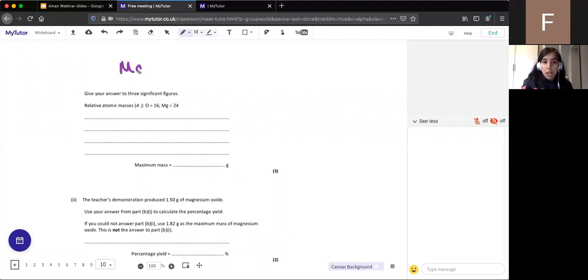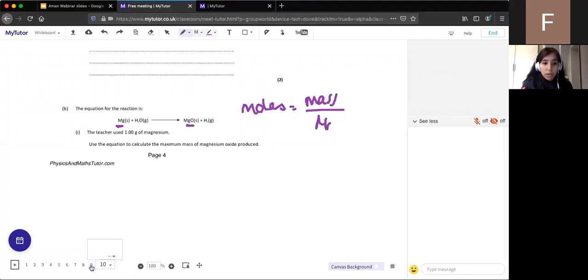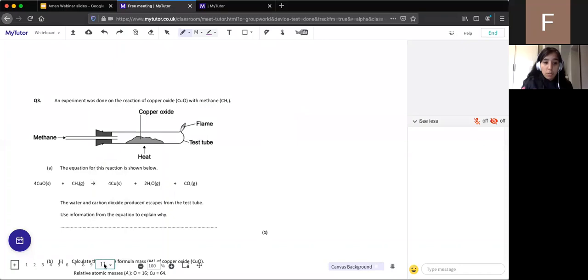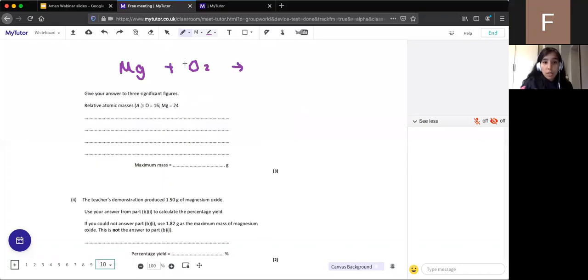So magnesium, sorry, reacts with water to produce magnesium oxide. Let me go back. So magnesium plus water will produce magnesium oxide plus hydrogen gas. So that was the equation. So let's think then, we've got 1 gram of magnesium. How many grams of magnesium oxide are going to be produced?